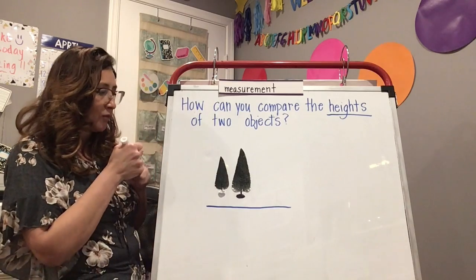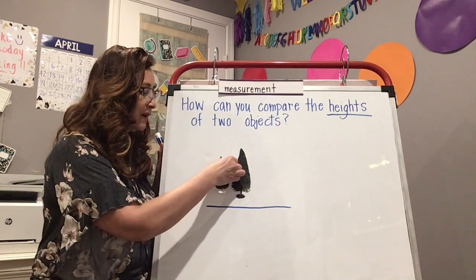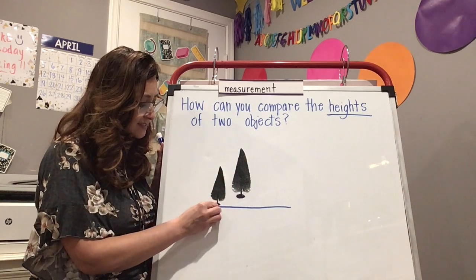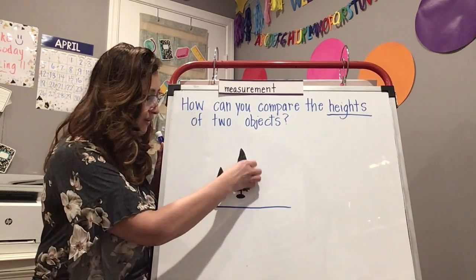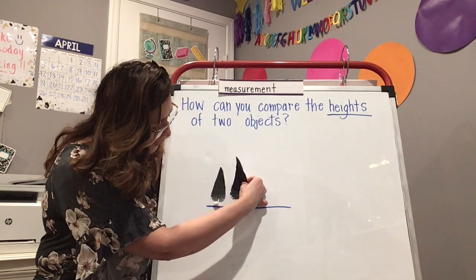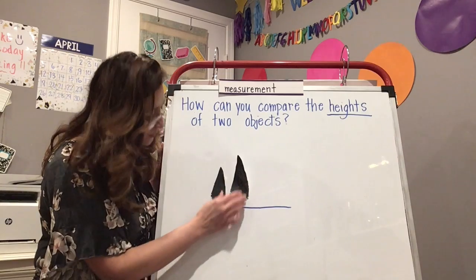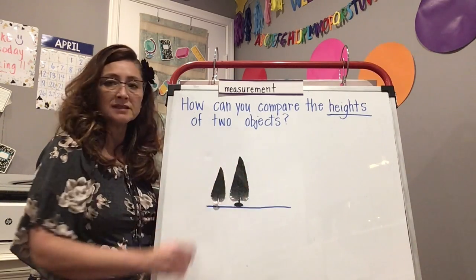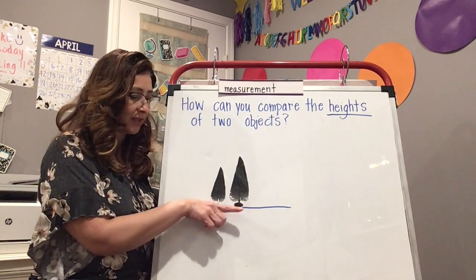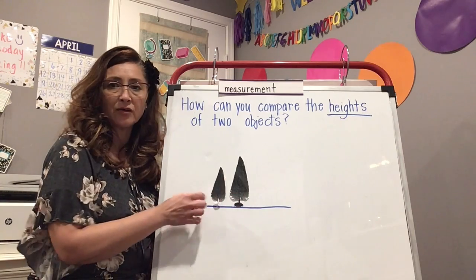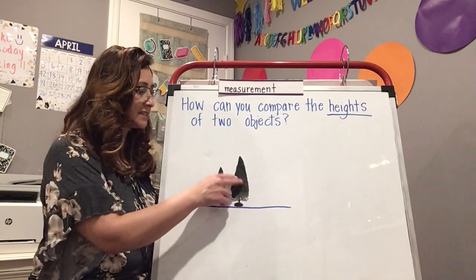Now, remember what we said. When we are going to compare heights, we need to make sure that we start right in the exact spot. We need that line, always that line, to show us exactly where we're going to start to measure. So when you look at these two trees, can we compare them now that they're sitting on that line? Yes, that's right. We can see it there now, right?